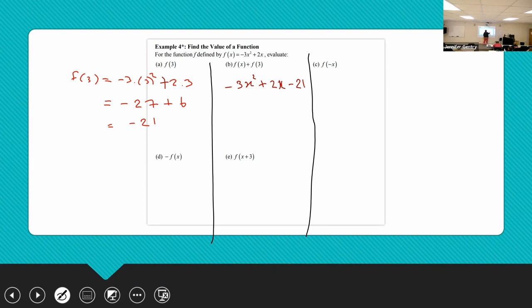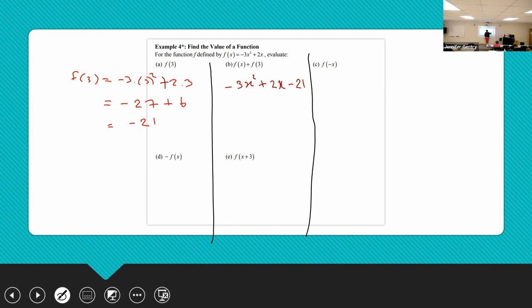Okay, let's do C. F of negative x. What am I going to do? Okay, f of 3. What did we do for 3? We took 3 and we put it where? In for x. If I want to see minus x, what am I going to do with the minus x? Put it in there.